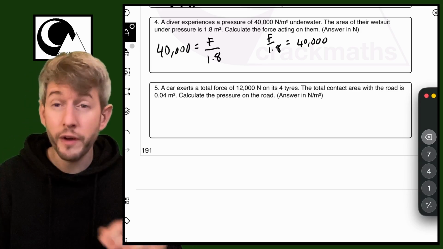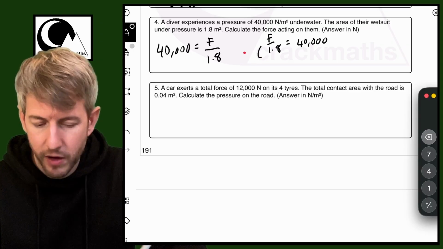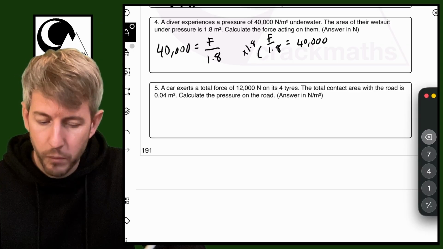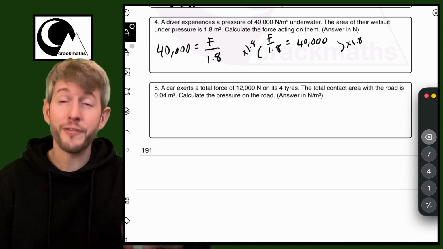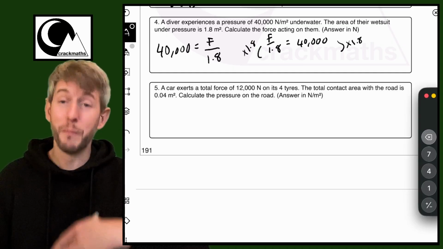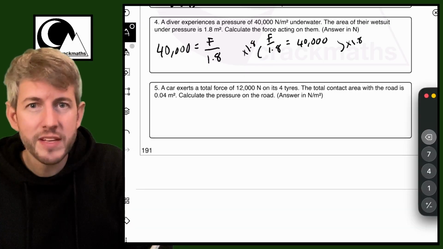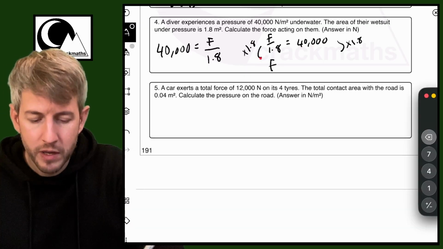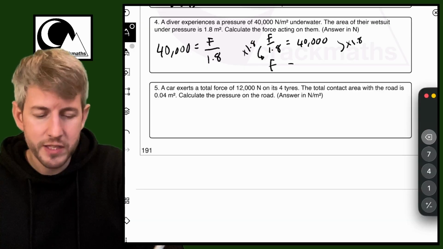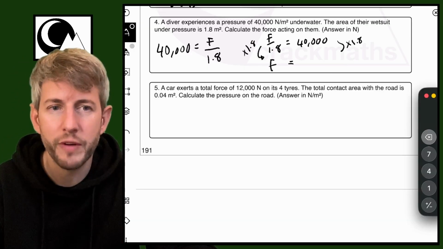Now I want F to no longer be divided by 1.8. So what I'm going to do is times both sides by 1.8. Because remember, F divided by 1.8, then multiplied by 1.8 takes us back to F. And because these values are the same, this is a direct proportional thing, so I have to do the same to this side as well. If I multiply this side by 1.8, we will find the value of F.